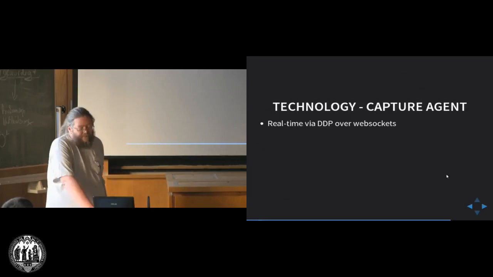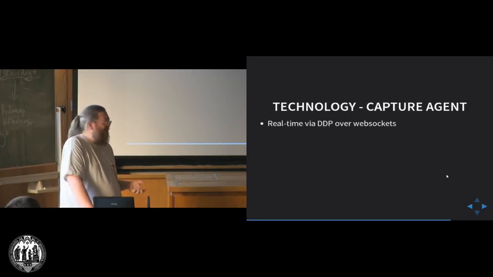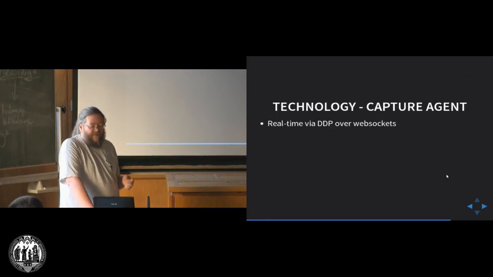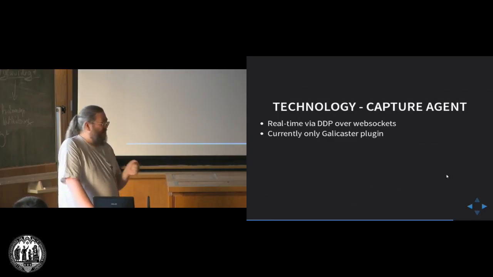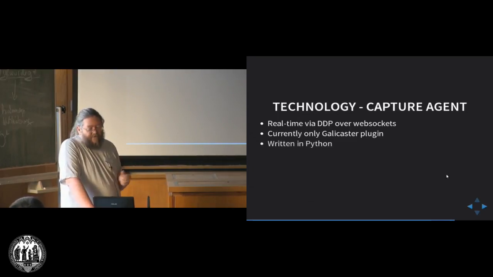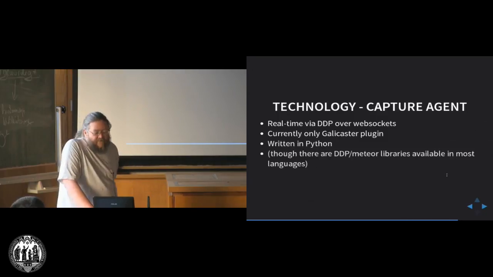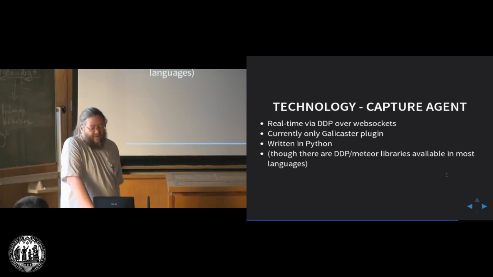So on the capture agent side, again, it's real-time via DDP. DDP is a very lightweight, simple protocol that's defined by the Meteor developers, which basically notifies the clients of changes to the database state by just sending the differences. So it's quite lightweight over the wire. It only sends the changes from what the client knows about. So currently there's only a Galicaster plugin, which is written in Python. Although there are DDP Meteor libraries available for most languages, so it shouldn't be too much of an issue to add other capture agents, even if they're not written in Python.